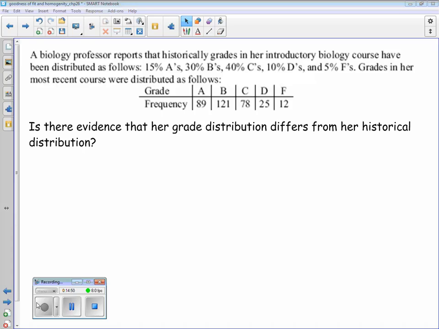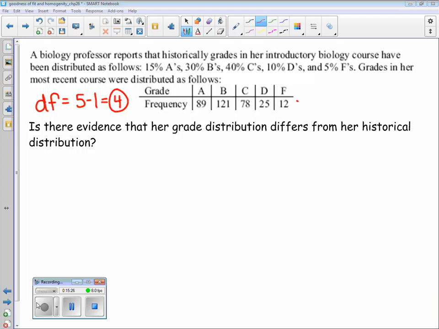How many categories do we have? There's 5 categories, A, B, C, D, and F. So that tells me, what's my degree of freedom? Five minus 1. So my degree of freedom in this case is going to be 4. It is qualitative. We do have counts, right? I see percentages up there too. But I'm concerned about the counts right now. We'll get to the percentages because they do mean something.